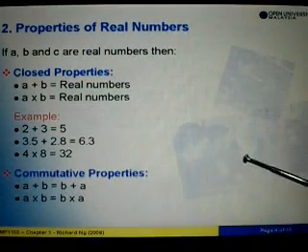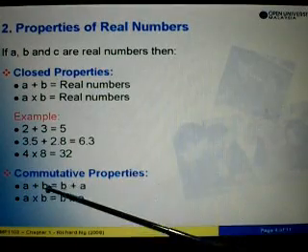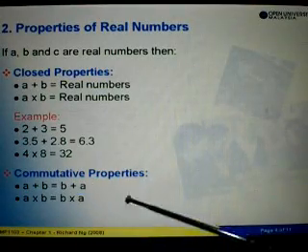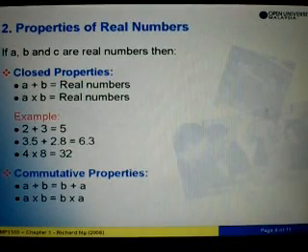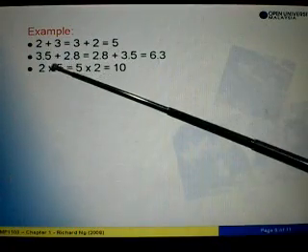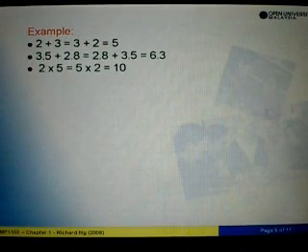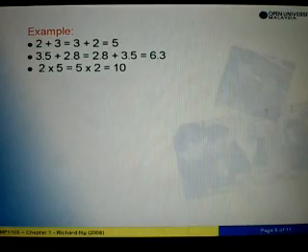For commutative properties, A plus B equals B plus A, or A times B equals B times A. So this is known as commutative properties. For example, 2 plus 3 equals 3 plus 2 equals 5, which means when you're given numbers to add, you can start either from left to right or right to left.